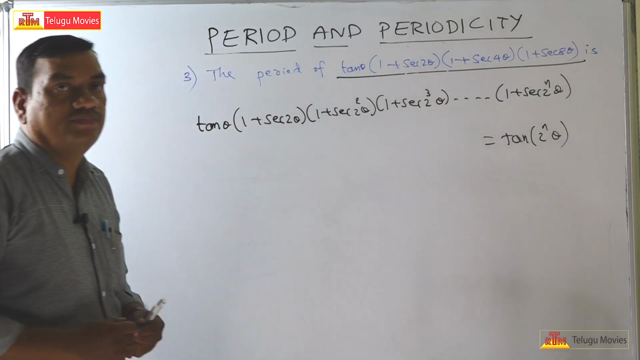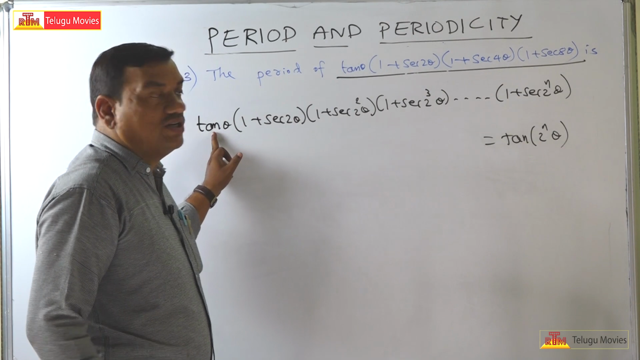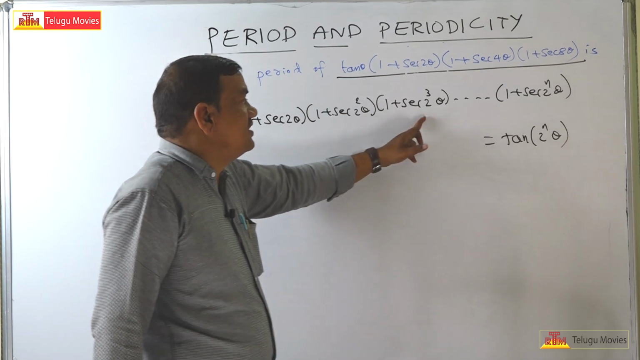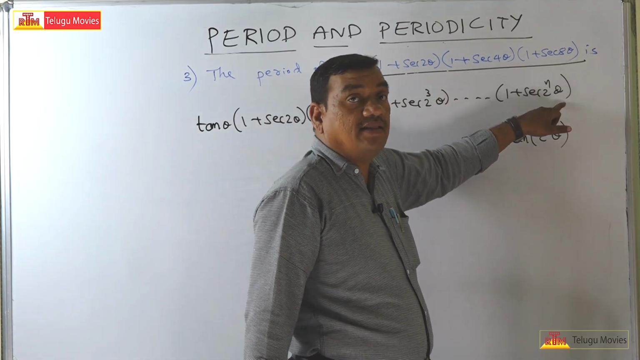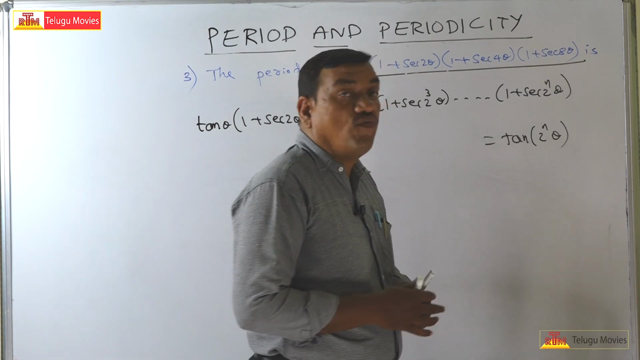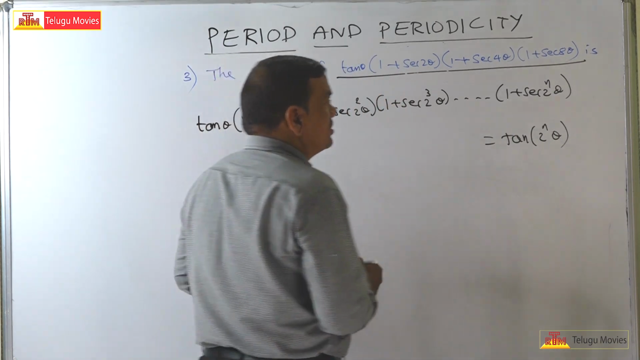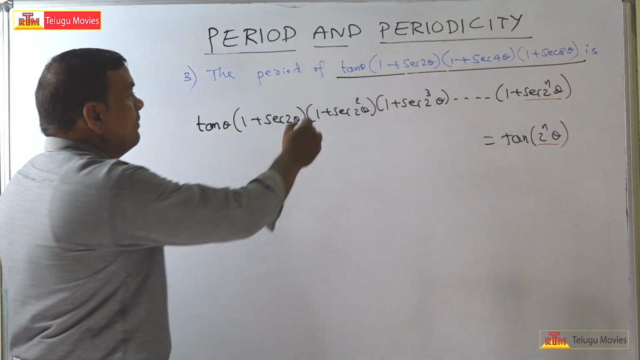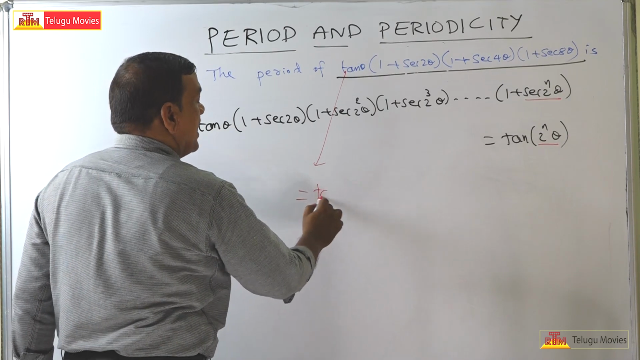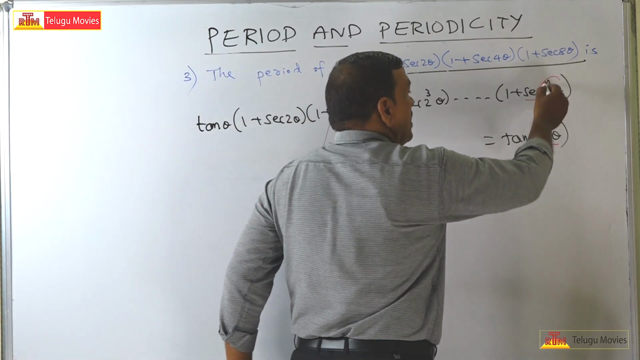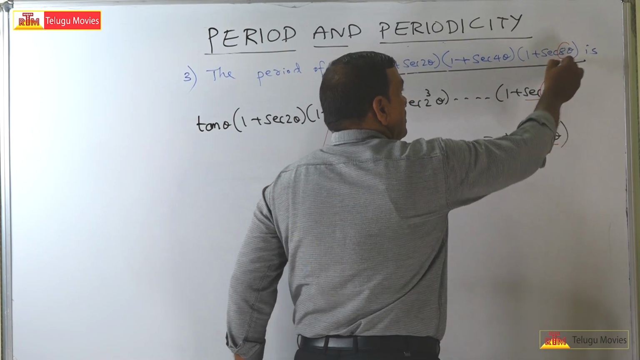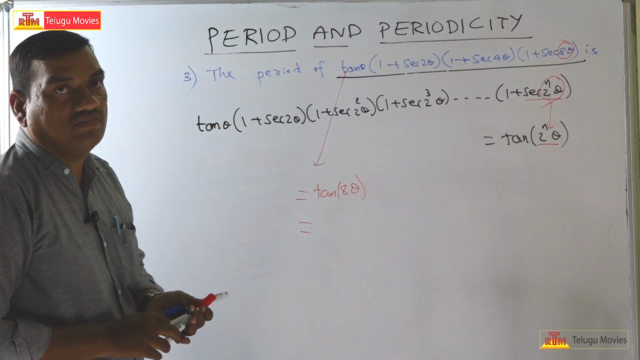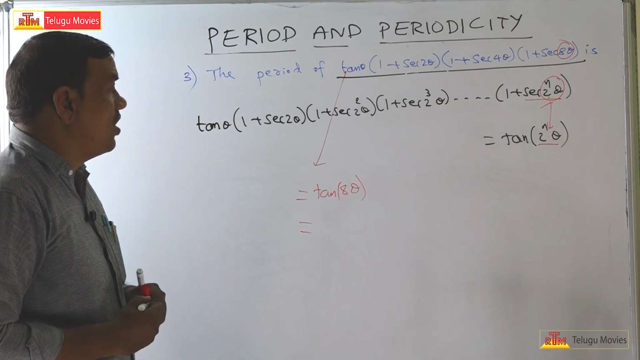Once again, it should start with tan, then secant 2 theta, secant 2 square theta, secant 2 cube theta, and so on up to secant 2 power n theta. Then you will get tan of 2 power n theta, that is, the last value. Now coming to your problem, the last value is 8 theta. Tan of 8 theta is your answer.